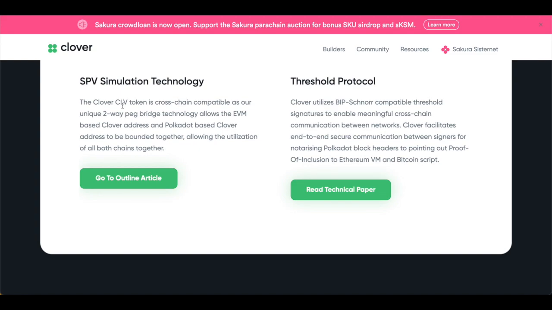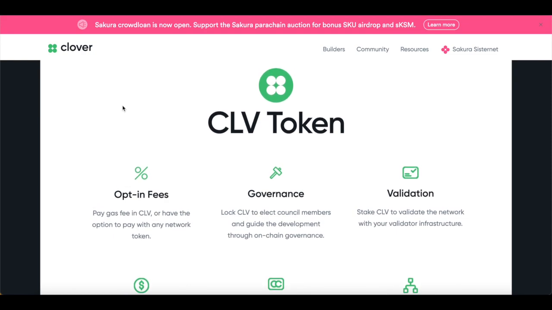And the next one, of course, is the threshold protocol. Clover utilizes a BIP-schnorr compatible threshold signature to enable meaningful cross-chain communication between networks. Clover facilitates end-to-end secure communication between signers for notarizing Polkadot block headers to point in our proof of inclusion to Ethereum VM and Bitcoin script. The list goes on, obviously, but one most important thing I wanted to touch on was the Clover token. Very important part to hit on in this video.